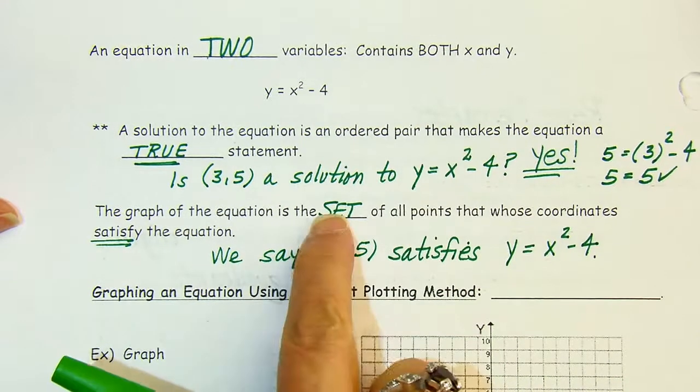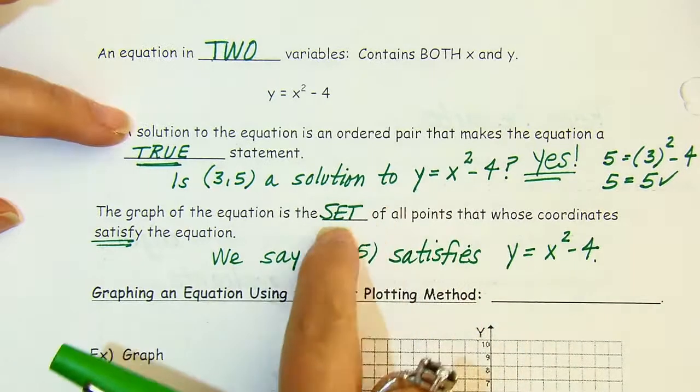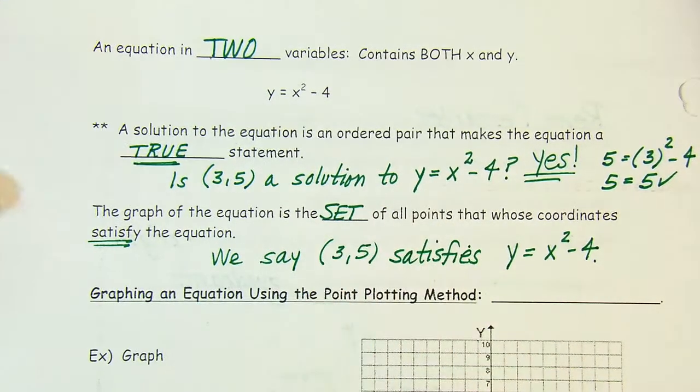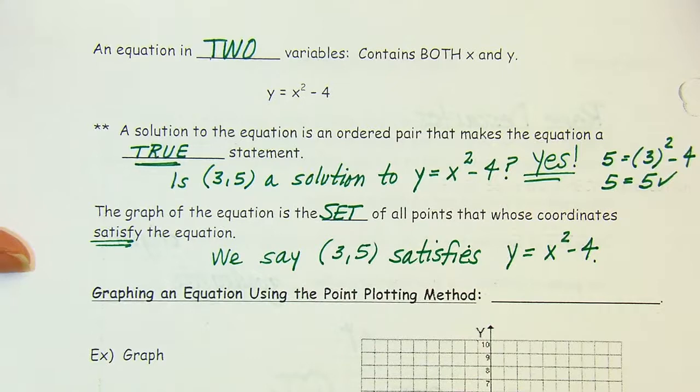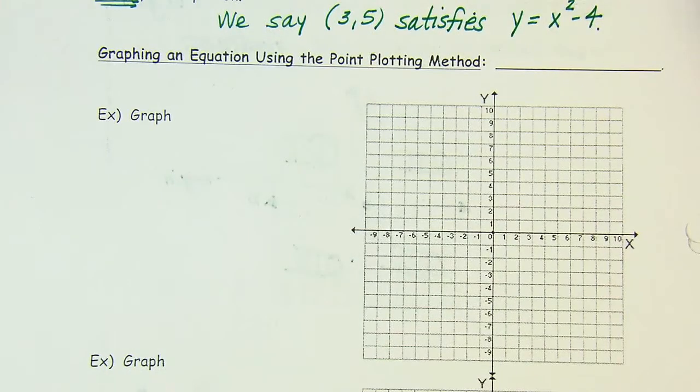Now, a set of all points, if we have a graph of a circle, all of the points on the circle would make the circle's equation true. And so we're going to do a couple of graphs here. First one's going to be linear, and the next one is going to be quadratic.